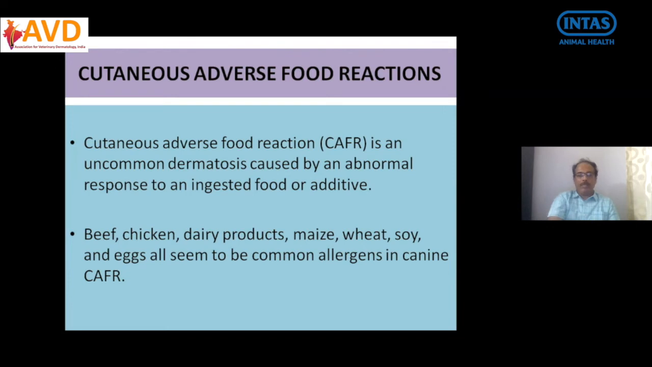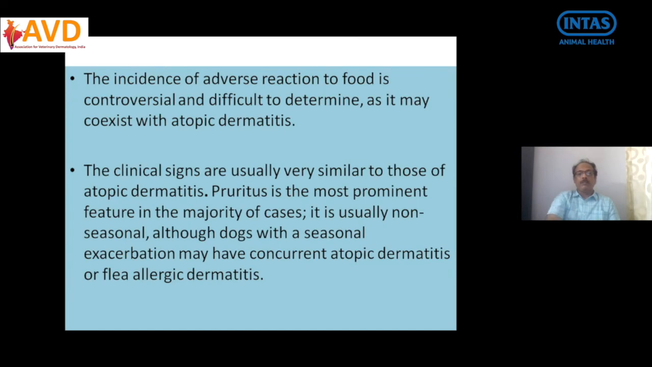So animals can show allergy to ingested food also: beef, chicken, dairy products, maize, wheat, soya, eggs, all can be allergic to dogs, and the dog can show cutaneous adverse food reactions. The incidence of adverse food reaction is controversial and difficult to determine as it may coexist with atopy. So this also can be seen along with atopy, and it is very difficult to pinpoint this as a case of cutaneous adverse food reaction.